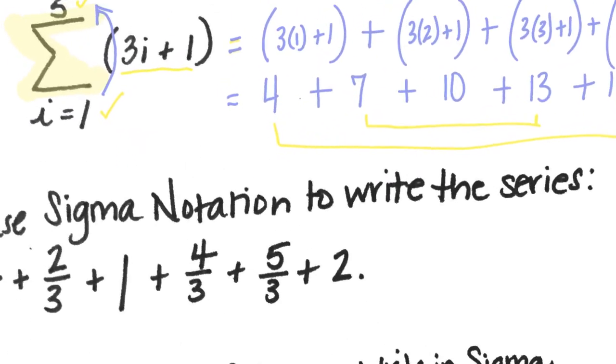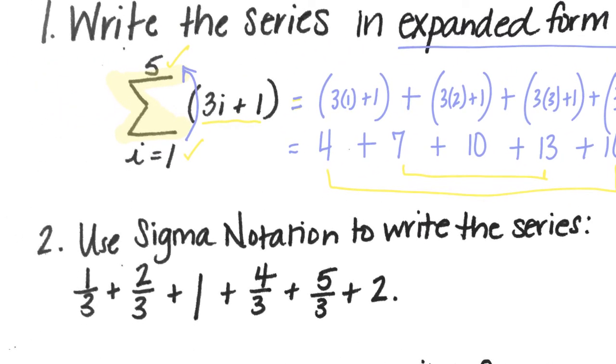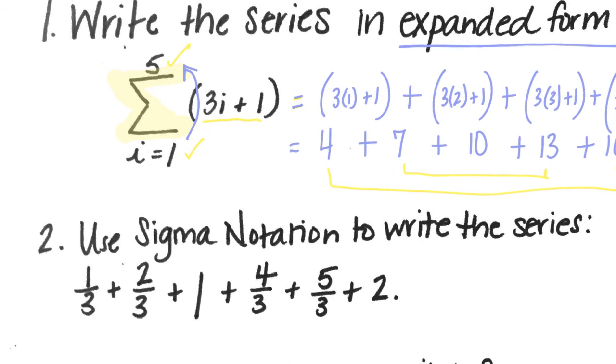Now it gets a little bit more confusing when you have to go the other way. For some reason, my pre-calc always struggles on this. So notice we have here 1/3 plus 2/3. Well, sometimes we don't notice that that's 3/3, 4/3, 5/3, and then this would be 6/3. So we have to go ahead and write this in sigma notation. We have to decide what the equation is, where do we start, and what the equation would be.